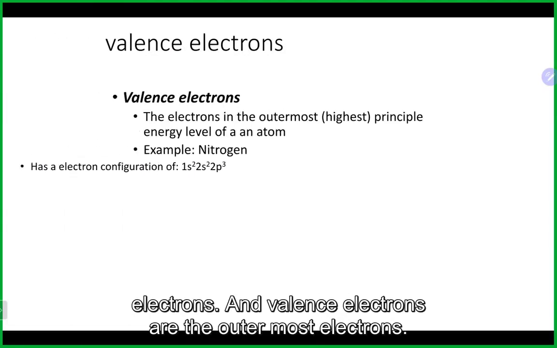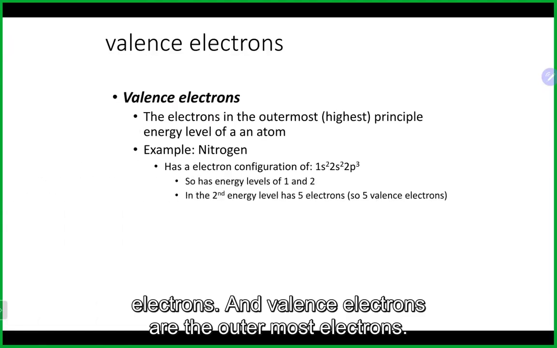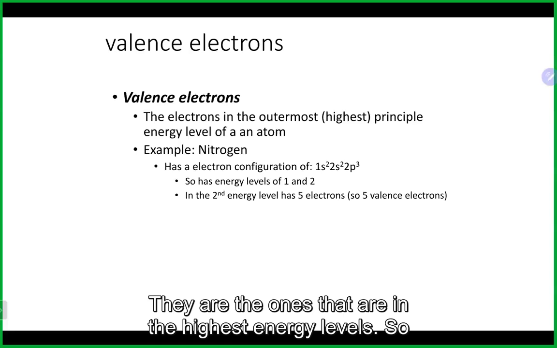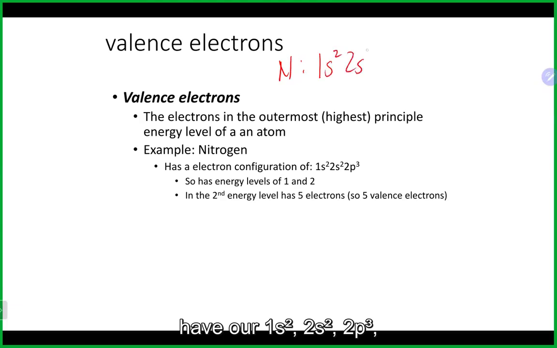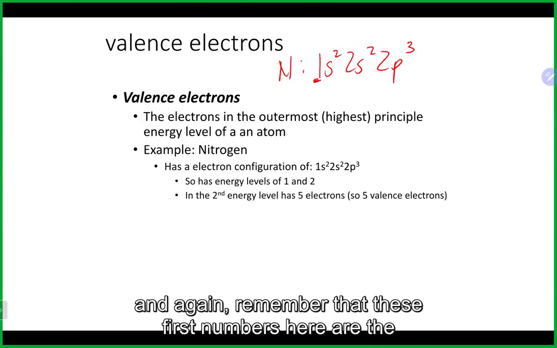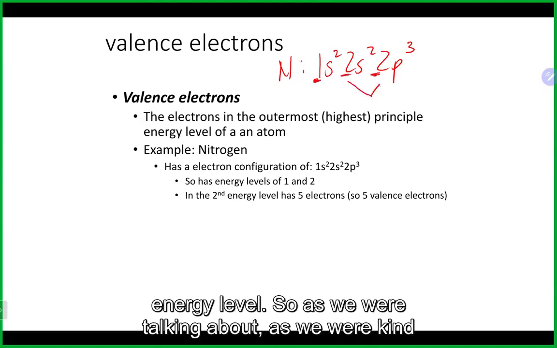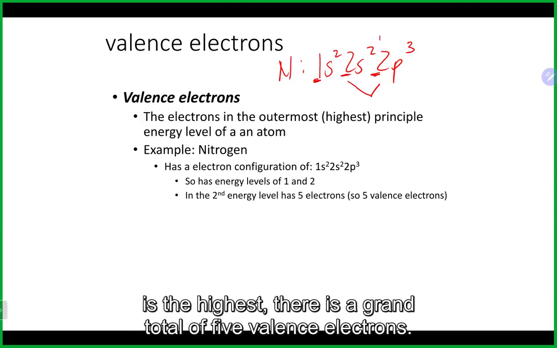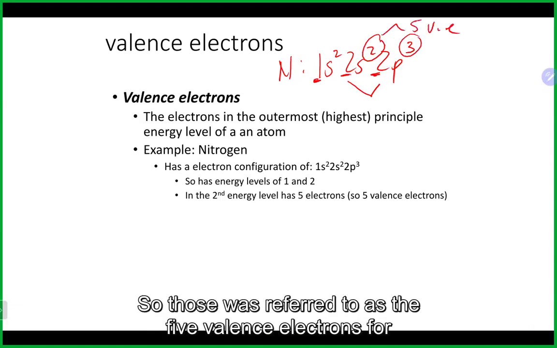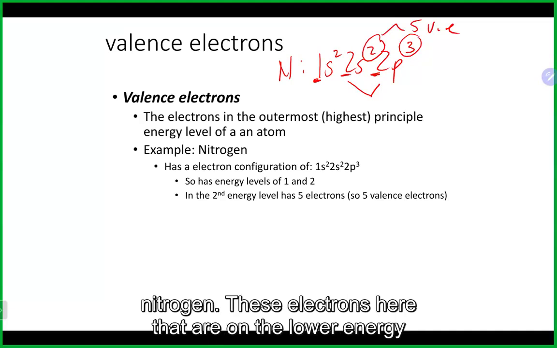Valence electrons are the outermost electrons. They are the ones in the highest energy level. For example, here we have nitrogen, which is 7, with 1s2, 2s2, 2p3. Remember that these first numbers are the energy levels. So we can see that on the second energy level, which is the highest, there is a grand total of 5 valence electrons. That is what's referred to as the 5 valence electrons for nitrogen.